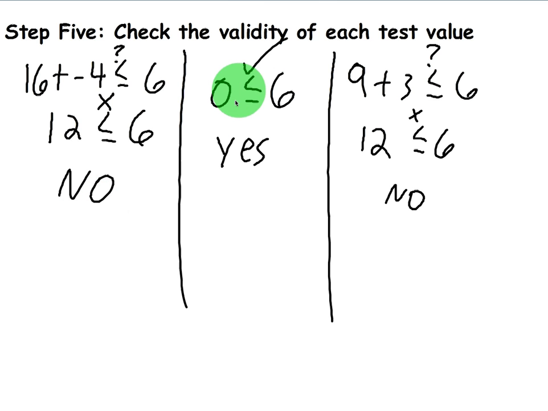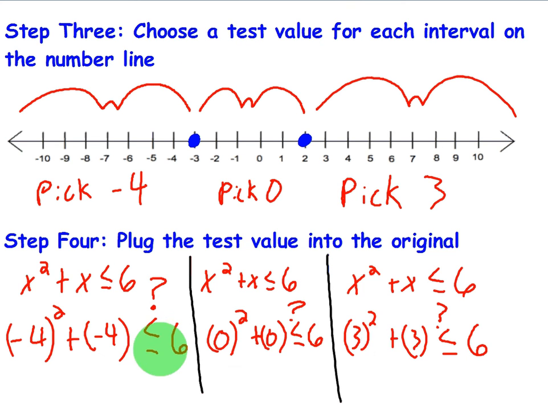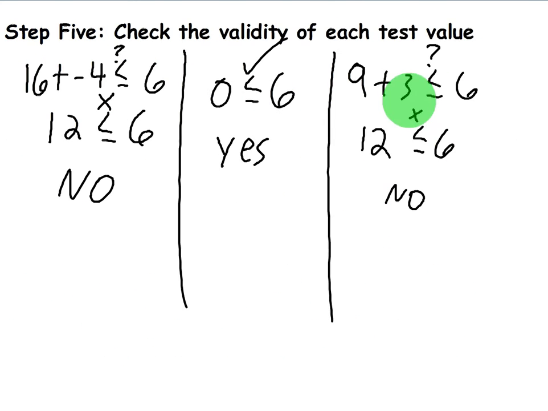The next one we said was going to be 0. 0 is less than or equal to 6, right? So it works. The third one we plugged in, just to remind you, I'll go back. You're going to get 9 plus 3. 9 plus 3 is 12. That is not less than or equal to 6. That one doesn't work either.